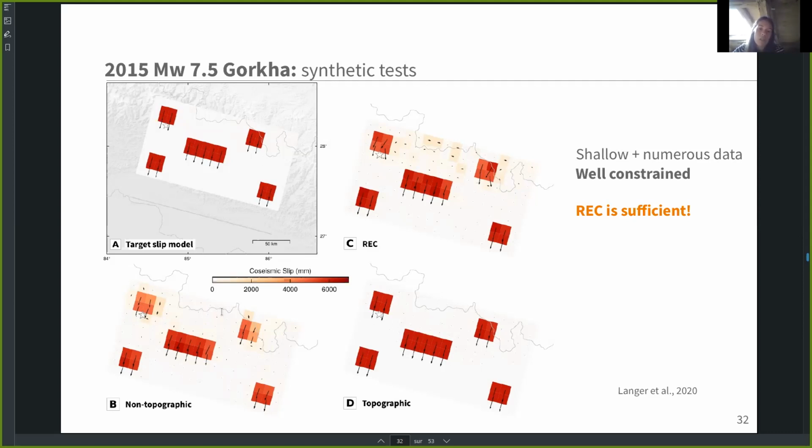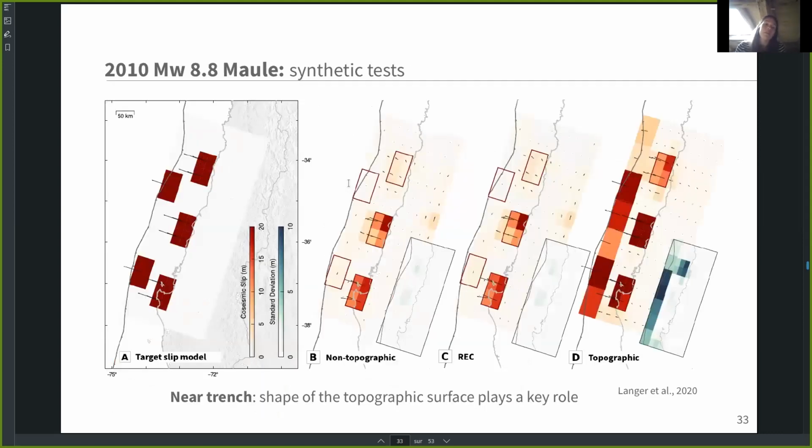The interesting point here, what I want you to remember, is that when you use the receiver elevation correction, then the slip estimates are pretty good. So this is very interesting because that means that in the Gorkha case, where the fault is really shallow and where you have a lot of data, so where the slip is very well constrained, then the receiver elevation correction is sufficient. So it's a very nice result. If we now look at the Maule case, so very different because the fault is deeper and we have far less data, so the slip is less well resolved.